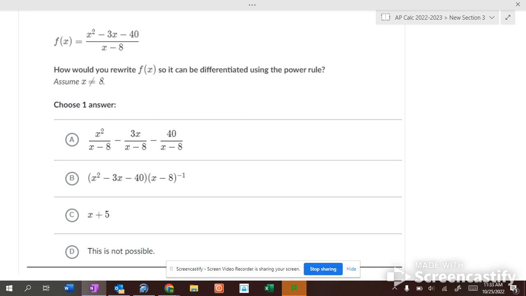So it says, how would you do this by the power rule? And the power rule is like 6n to the 5th, the derivative is 30n to the 4th. Okay, that's the power rule. So how would you do this using the power rule? Yep. And that would be, well, no, because then this would be the product rule. No, you can't.